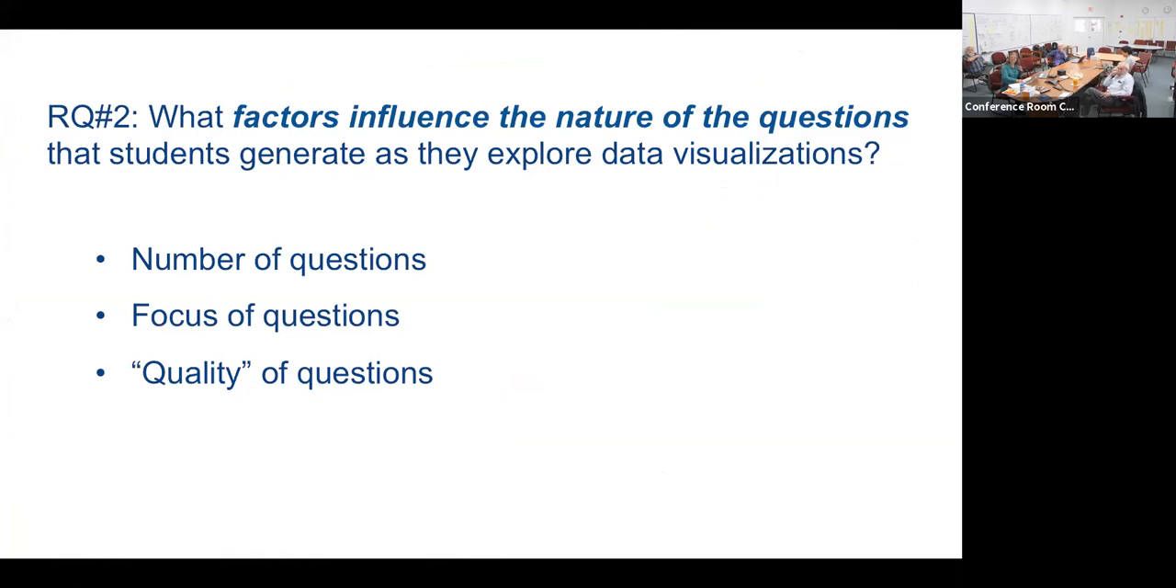So our second question was, what factors influence the nature of the kinds of questions that students generate? We looked at the number of questions that they generated under different circumstances. We looked at the focus of the questions. So the focus of the questions means which taxonomic categories were more emphasized under different circumstances. And then we worked at trying to understand something about the quality of the questions. That's the toughie. I'll tell you what we did and what we found, but that certainly needs more thought.